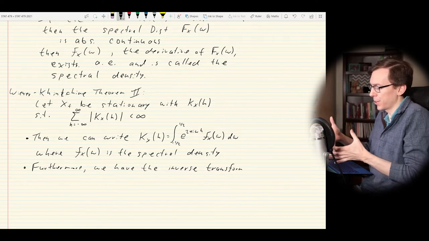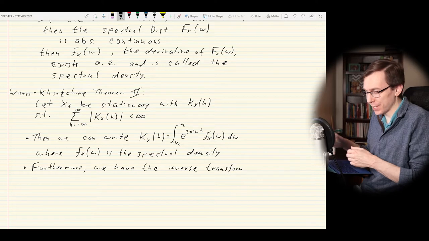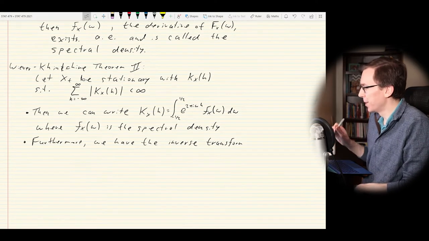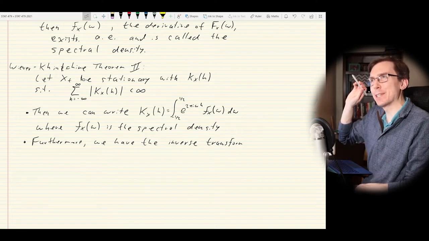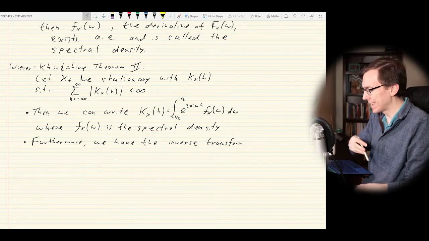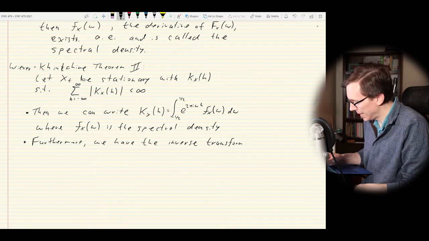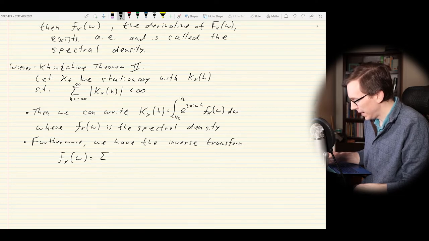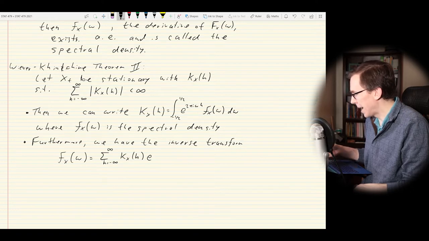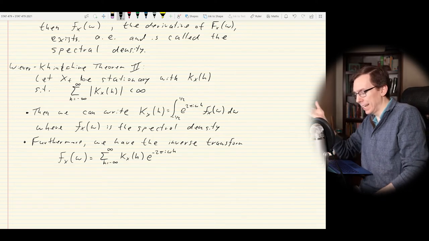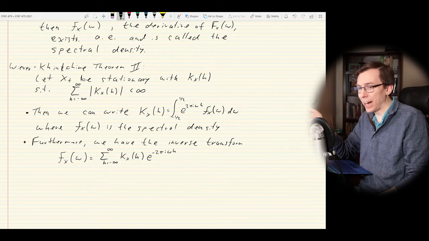The transform being the fact that up above we're turning the spectral density into the autocovariance, is what I meant to say. Now we're going to turn the autocovariance into the spectral density. And the inverse transform is going to look like f_X(ω) is going to be the sum over h from minus infinity to plus infinity of K_X(h) e^(-2πiωh).